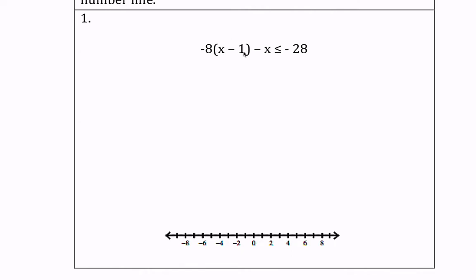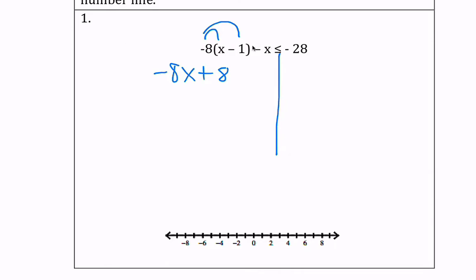I know this is an inequality because it has an inequality symbol. It's not an equation, but I'm going to draw my line under the inequality symbol. I see parentheses, so that's the first thing I need to take care of. That -8 that's out front, so I'm going to have to distribute it. Remember, distribute is multiply. So I'm going to take -8 and multiply it by x. That's going to give me -8x. Then I'm going to take that -8 and multiply it by that -1. -8 times -1 is a +8, so I'm going to write that as +8.